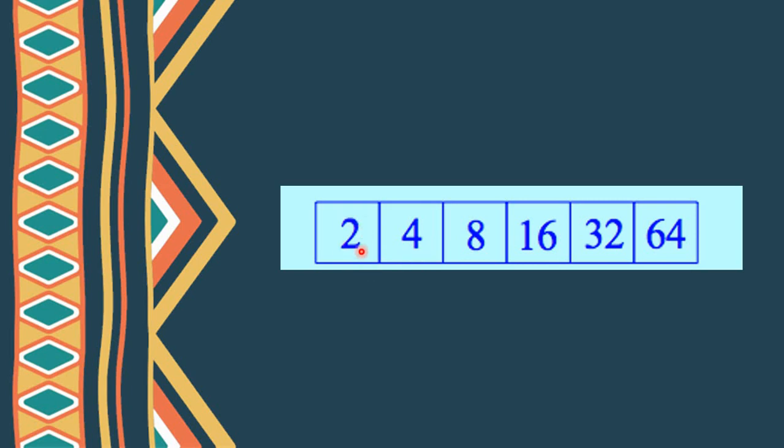Like if you multiply the first number, which is 2, with 2 you get 4. And when you multiply this 4 with 2, you will get 8. And then if you multiply 8 by 2, you get 16. And then if you multiply 16 by 2, you get 32. And then if you multiply 32 by 2, you get 64. So that means in this pattern, the repetition is multiplication by 2. And that will create a pattern.